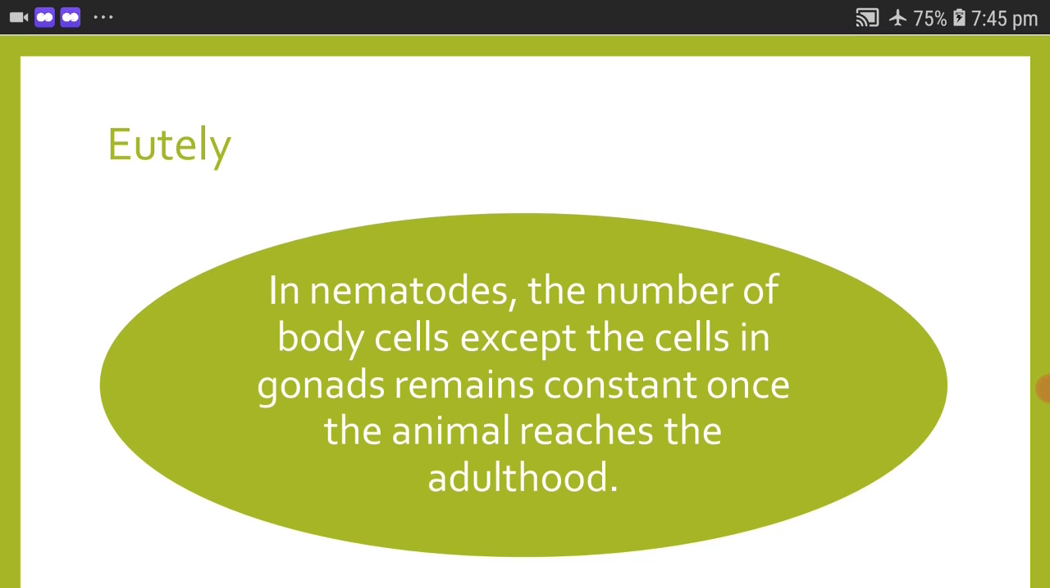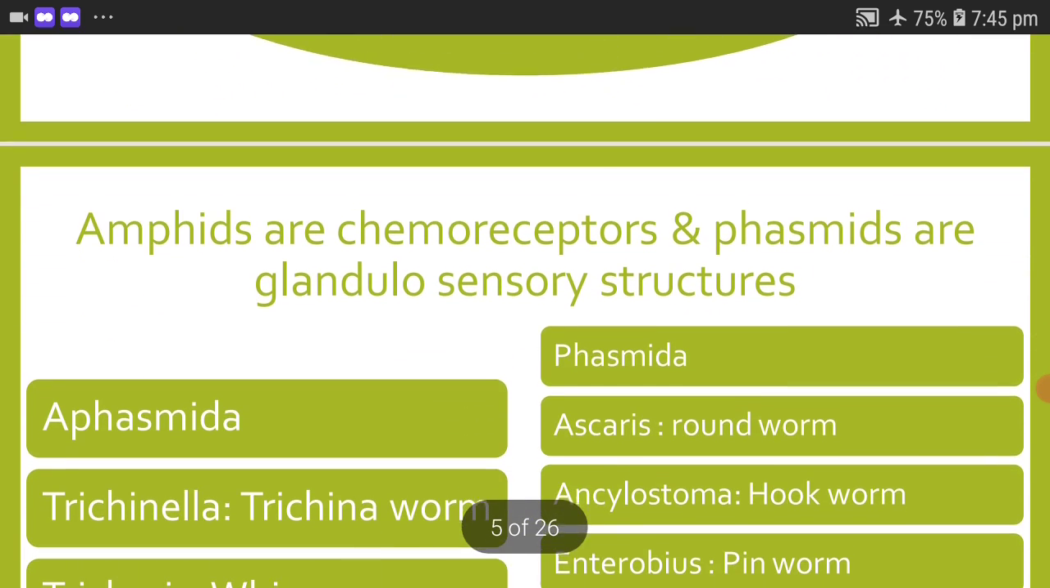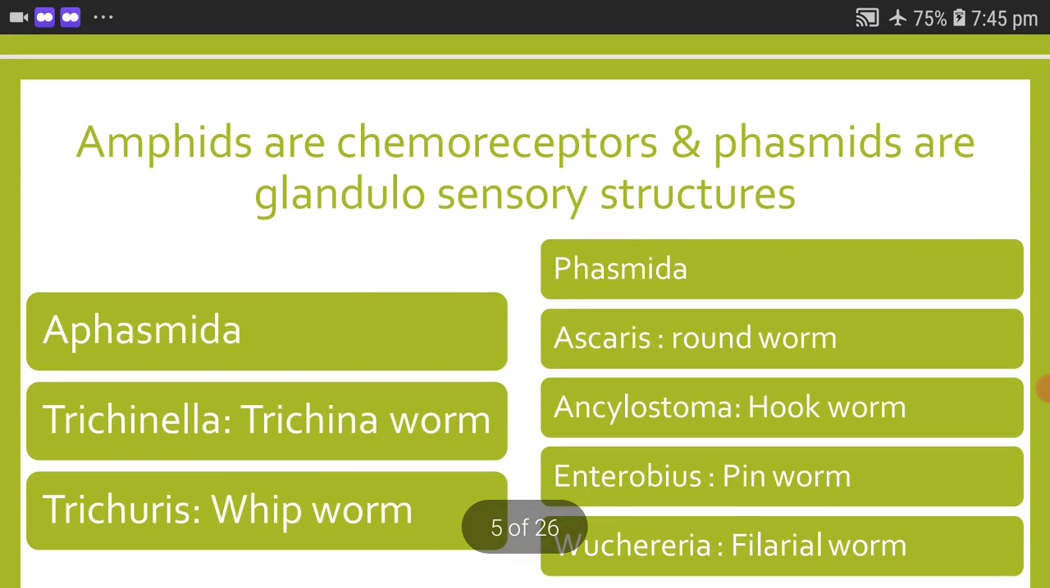And further increase in the body size of the nematode parasites is due to hypertrophy. That means due to increase in the size of the cell, not due to increase in the number of the cells. That means all the nematodes exhibit eutely where the number of cells remains fixed once these parasites reach adulthood. So that is about the general characters of Nemathelminthes.